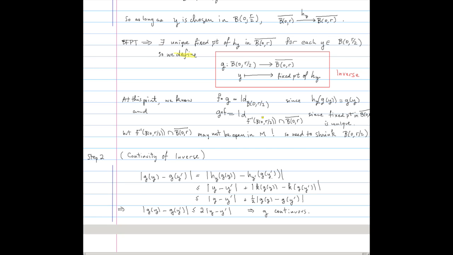And the reason why this is true is because of the uniqueness of the fixed point, right? So you could think about it this way: one direction of the composition being the identity is given by the fixed point property, and the other direction is given by the uniqueness of the fixed point.